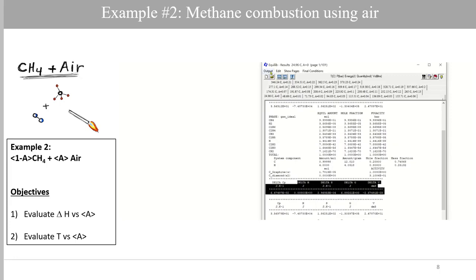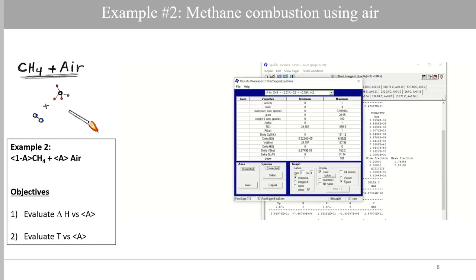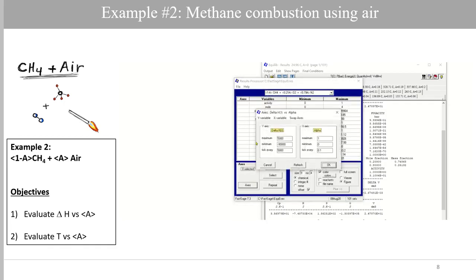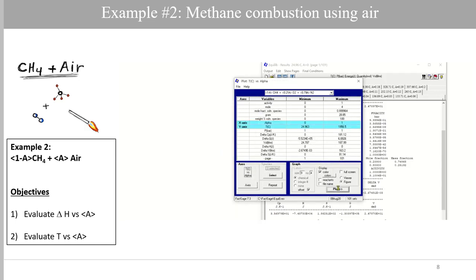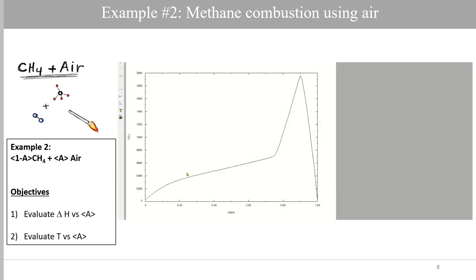So we can again output our results. So in this case, we want to plot the evolution of the temperature of our system. So in axis, we want to see the temperature as a function of our alpha parameters. By doing that, we see that we maximize the temperature of our system when we have an alpha parameter close to 0.9, which brings a temperature of about 1957 degrees Celsius.